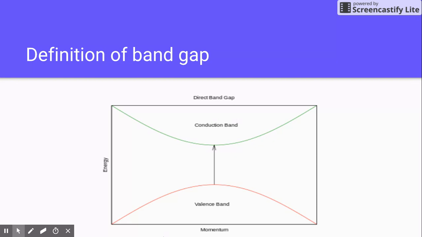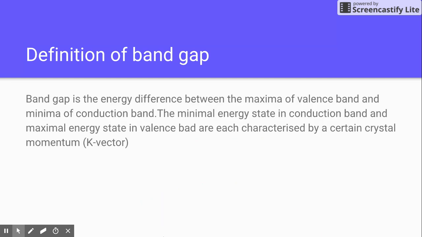Now, if you observe this picture carefully, this is an energy-momentum diagram of a direct bandgap semiconductor. The conduction band is above the valence band. The difference in energy between the maximum of the valence band and the minimum of the conduction band is defined as the band gap. The minimal energy state in the conduction band and the maximal energy state in the valence band are each characterized by a certain crystal momentum k vector.